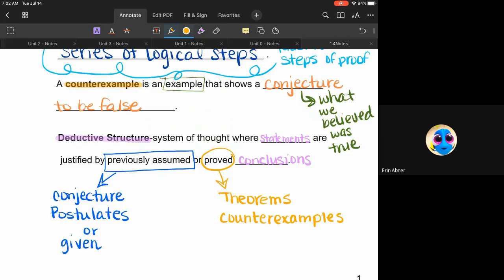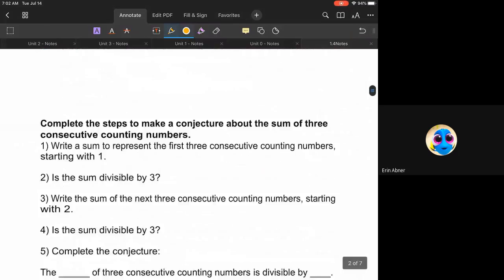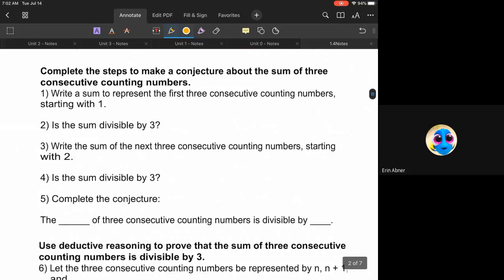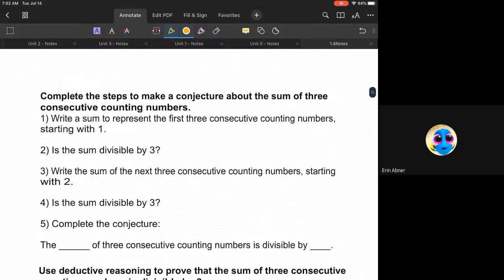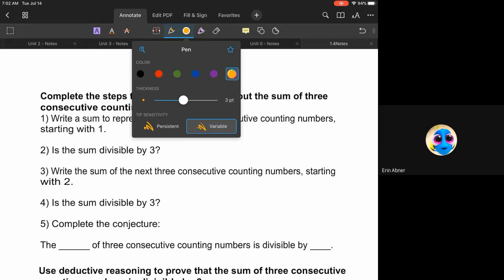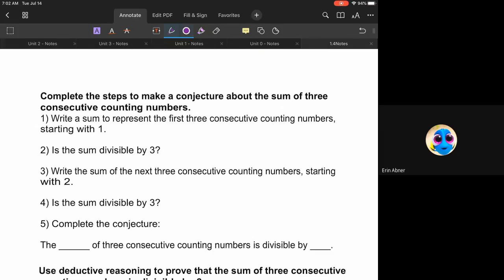Okay, now we're ready to put some stuff to work. So let's look at the next part of your notes. We're going to complete the steps to make a conjecture about the sum of 3 consecutive numbers. If you've taken a math class before, maybe algebra 1, we are going to look at our consecutive counting numbers. Consecutive means in order.